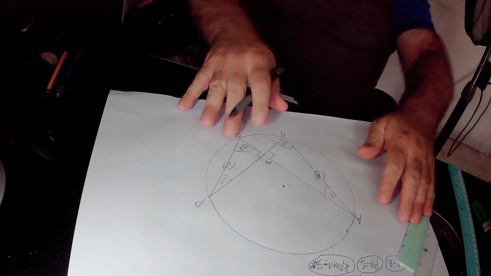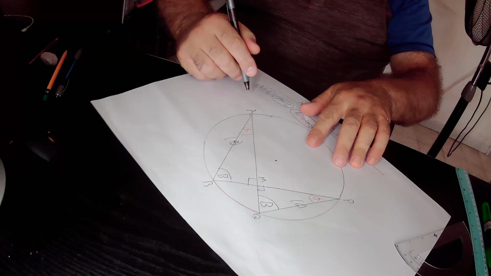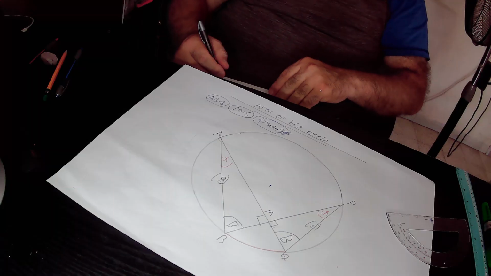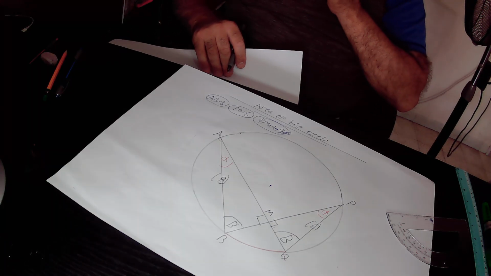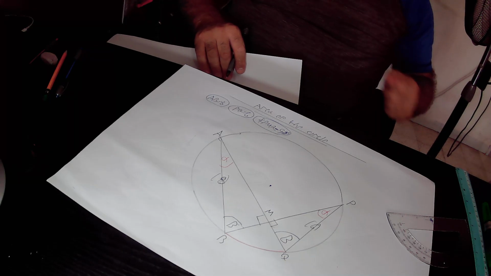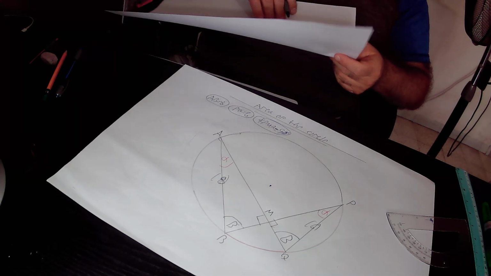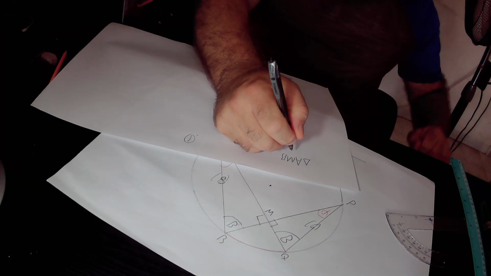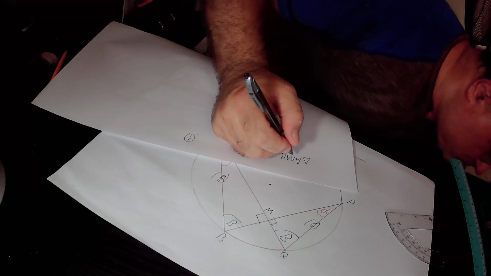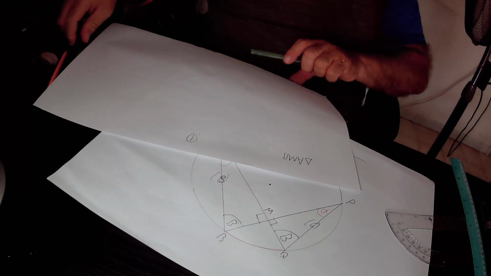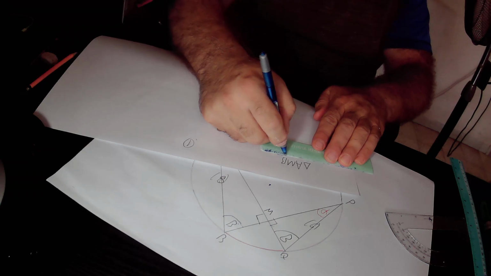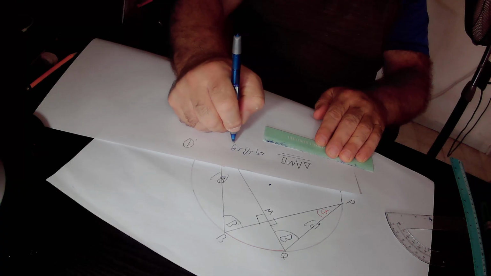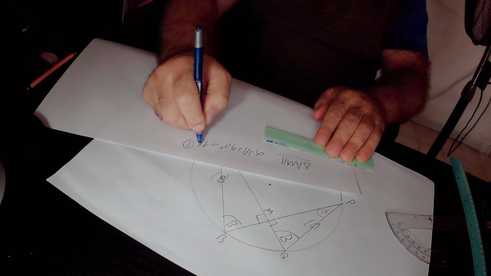So which angles do we have in the right triangle ABM? We have alpha plus beta plus 90 degrees. In total, they must be equal to 180 degrees according to the rule that the sum of the angles in any triangle is equal to 180 degrees. So in the right triangle ABM, alpha plus beta plus 90 degrees, in total, must be equal to 180 degrees.